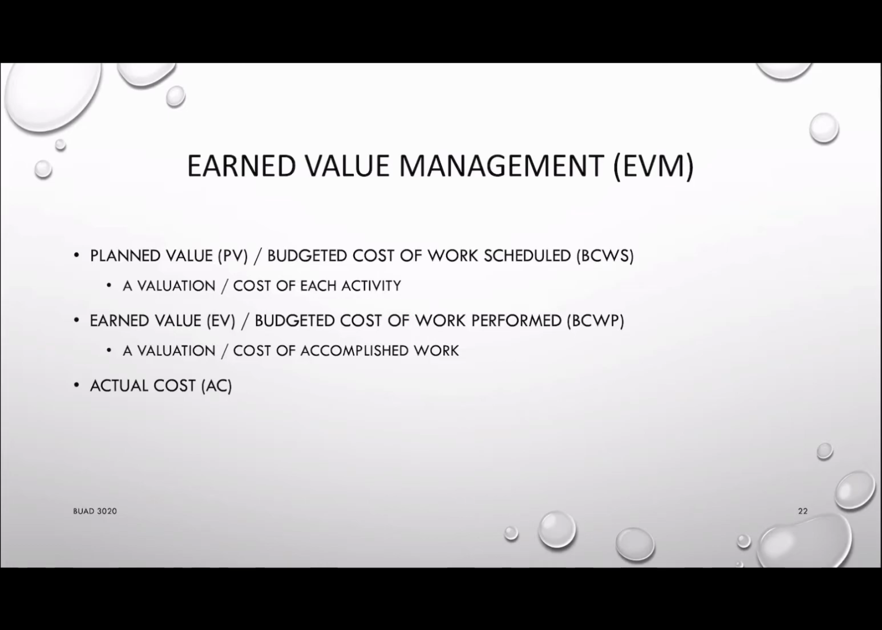The second term is the budget cost of work performed, BCWP. This is the actual progress you made up to a certain point. And you need to remember that the BCWS and the BCWP may not be the same. Sometimes you will be ahead of the schedule. If that's the case, the BCWP will be higher than the BCWS. However, if you are behind the schedule, the work performed will be lower than the work scheduled. The actual cost, AC, will be the actual monetary value you spend on the project. That can be different from the BCWP and the BCWS as well.